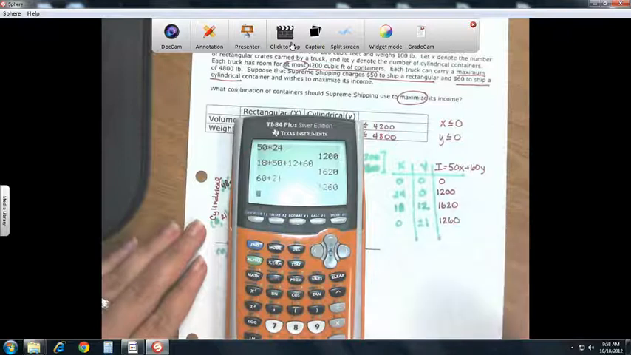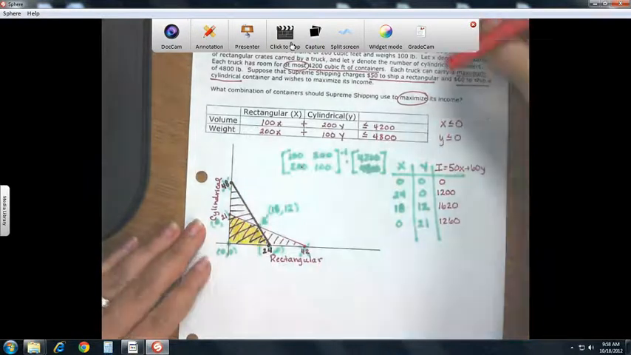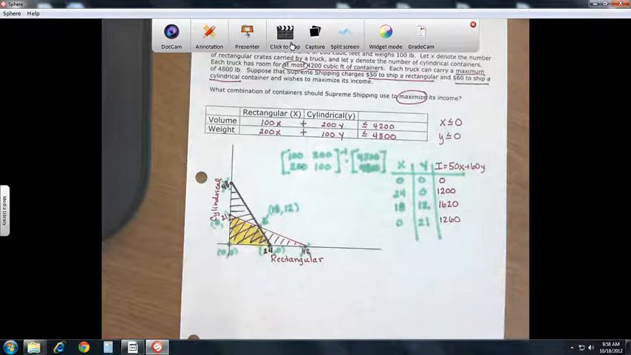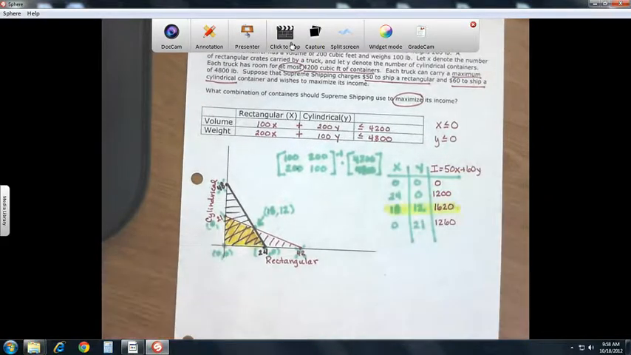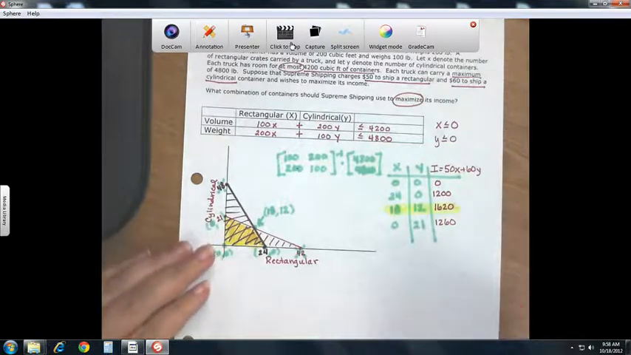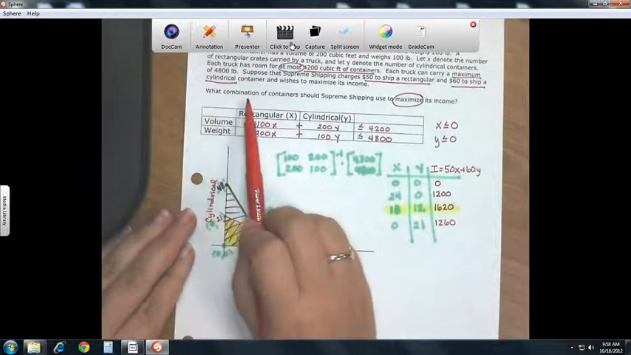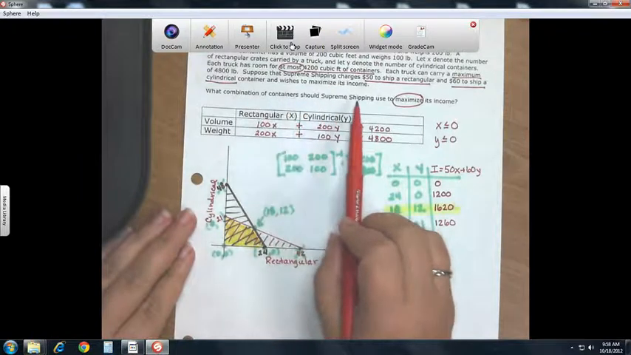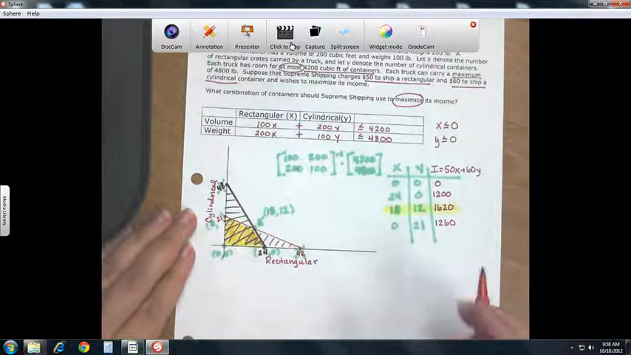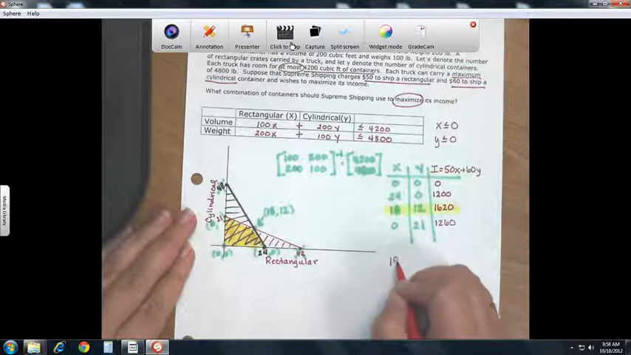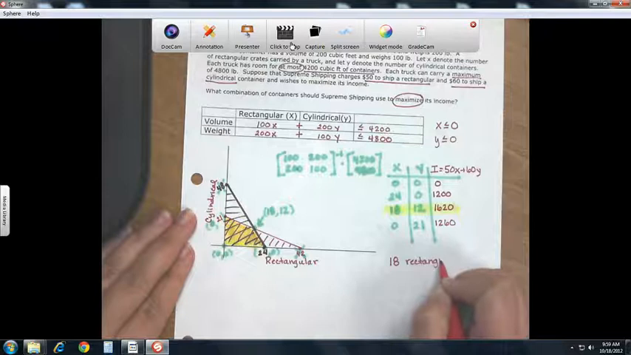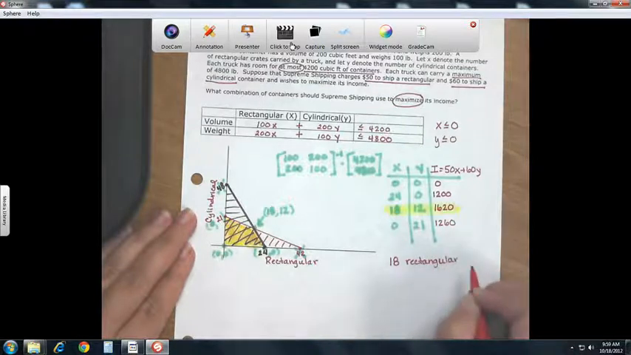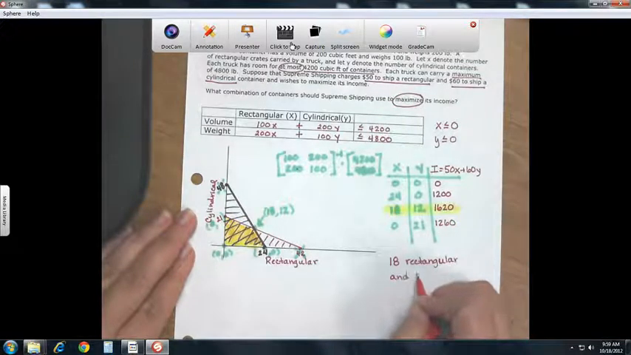Okay, so let's answer the question. What combination of containers should Supreme Shipping use to maximize its income? Well, they should use 18 rectangular and 12 cylindrical. If they do that, they're going to maximize their income of $1,620.